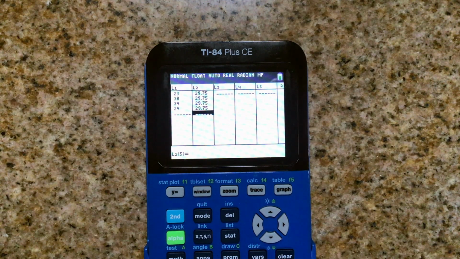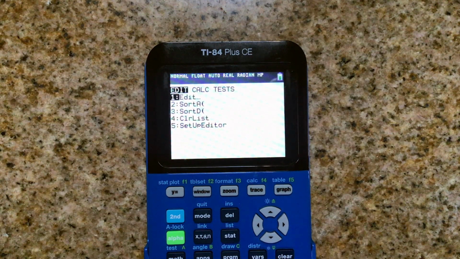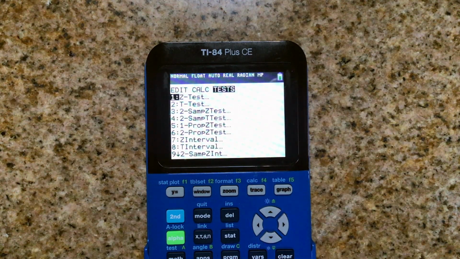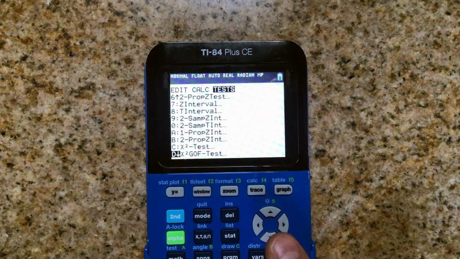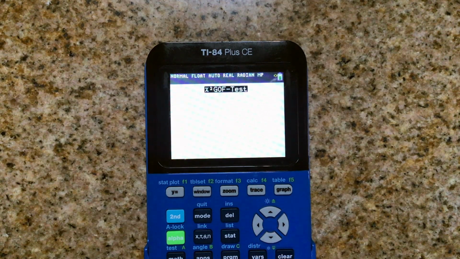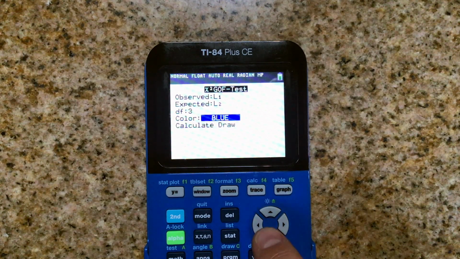Now that we have these in our list 1 and list 2, let's go back over to stat. We're going to go to our tests, and we're going to scroll all the way down to the chi-squared GOF. Press enter. So now that we have our stuff in list 1 and list 2, we're good there. Degrees of freedom. Nope. We already talked about this. That's going to be 3. It's already set up for us, 3. If not, obviously you change it for the problem. And let's go ahead and go down to calculate.